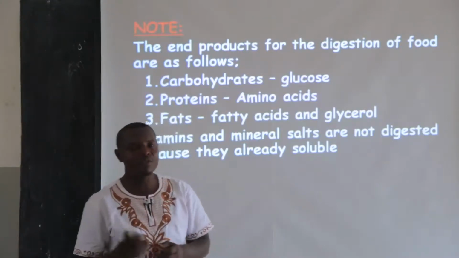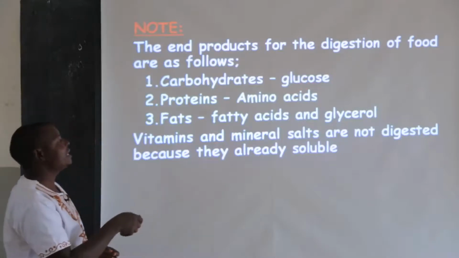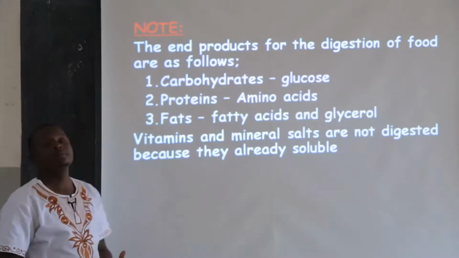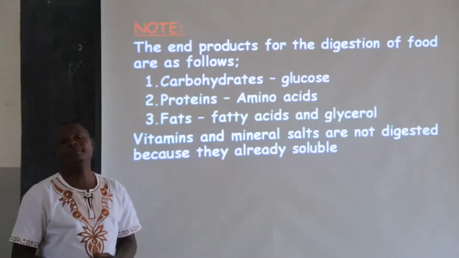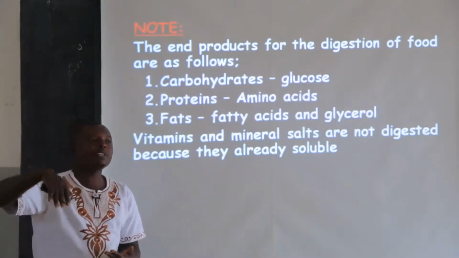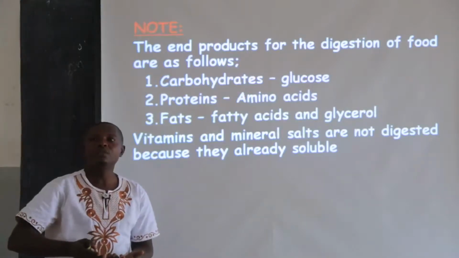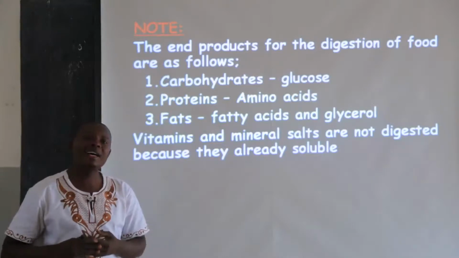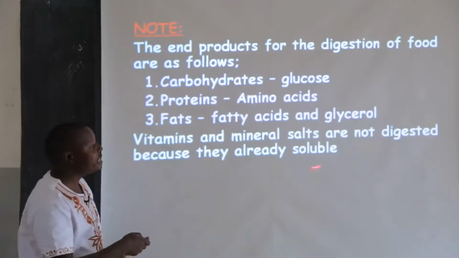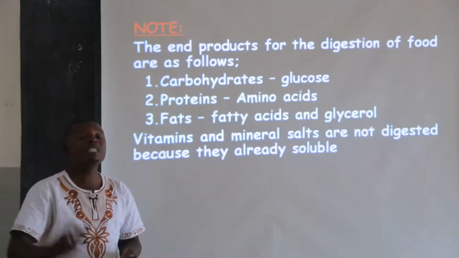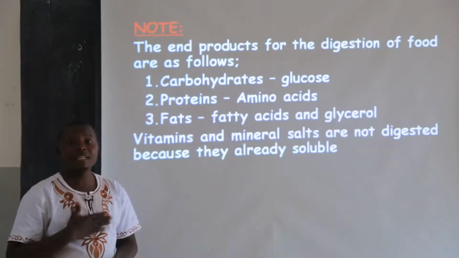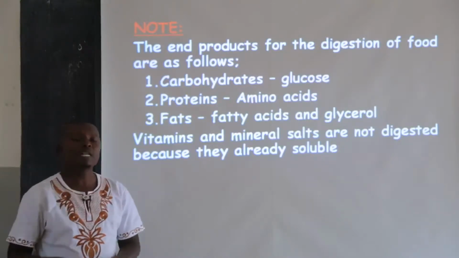Therefore, these are the end products, and this is the reason why vitamins and mineral salts are not digested in the body. Because somebody will ask, teacher, you have talked about carbohydrates, proteins, and fats. Where are the other ones, vitamins and mineral salts, digested? I've told you that they are already soluble. Something that is soluble can easily be taken up. It can easily dissolve in the blood, and it can be taken to do other functions.